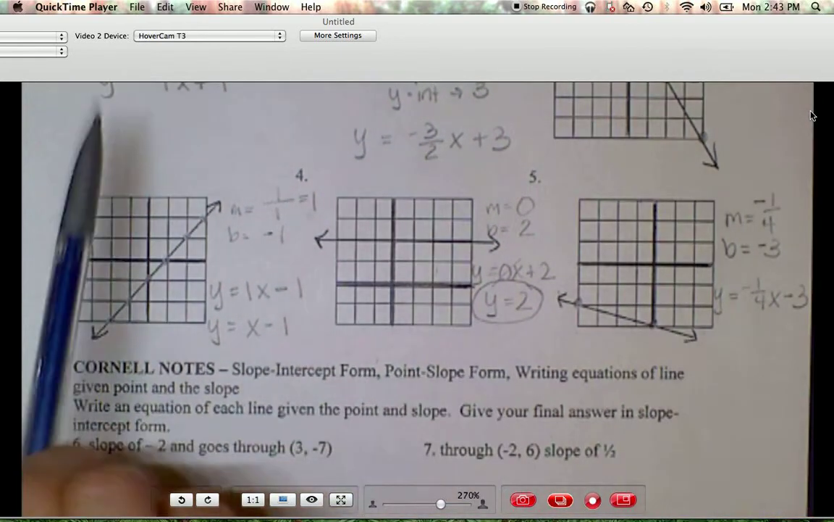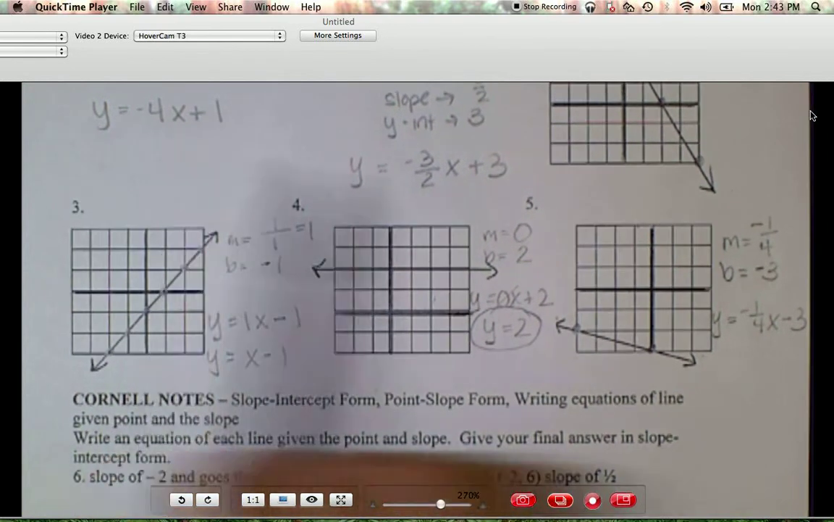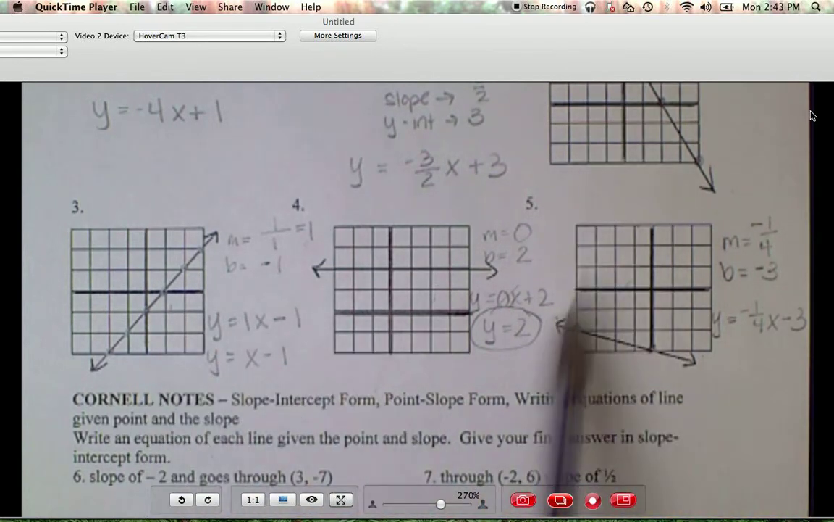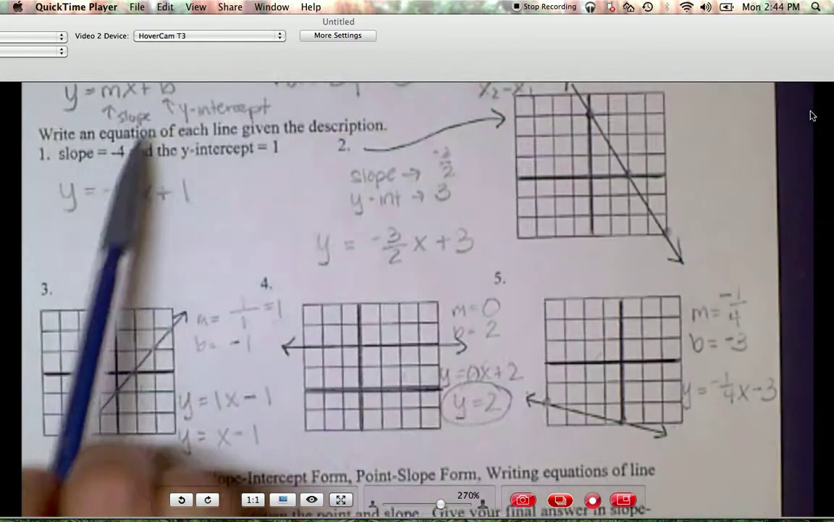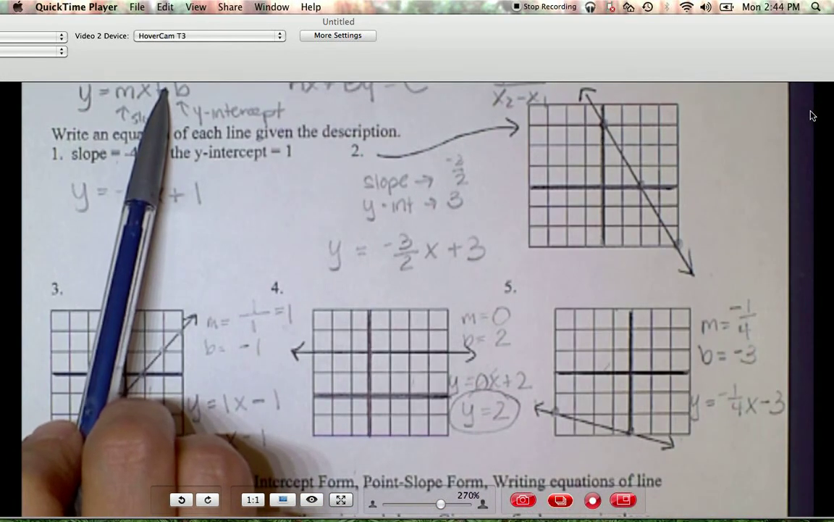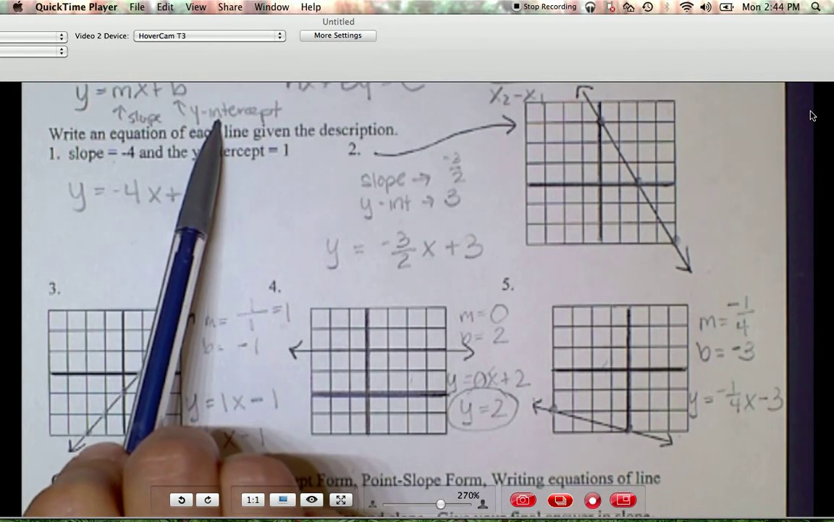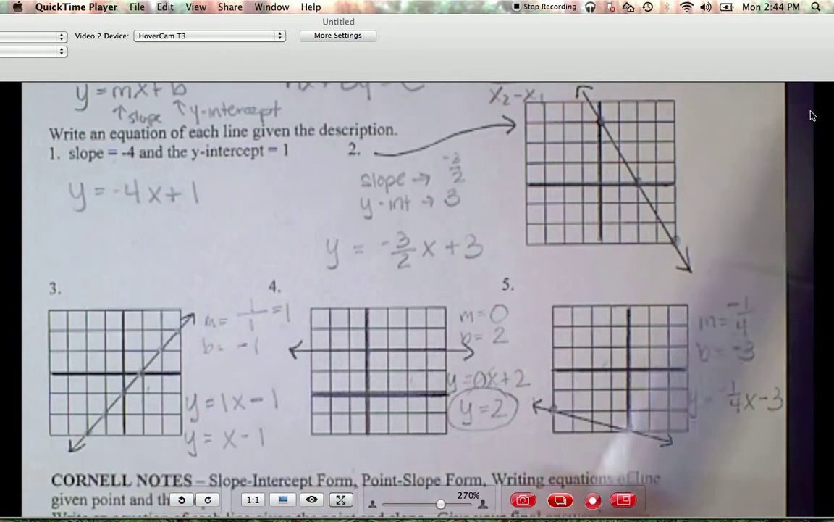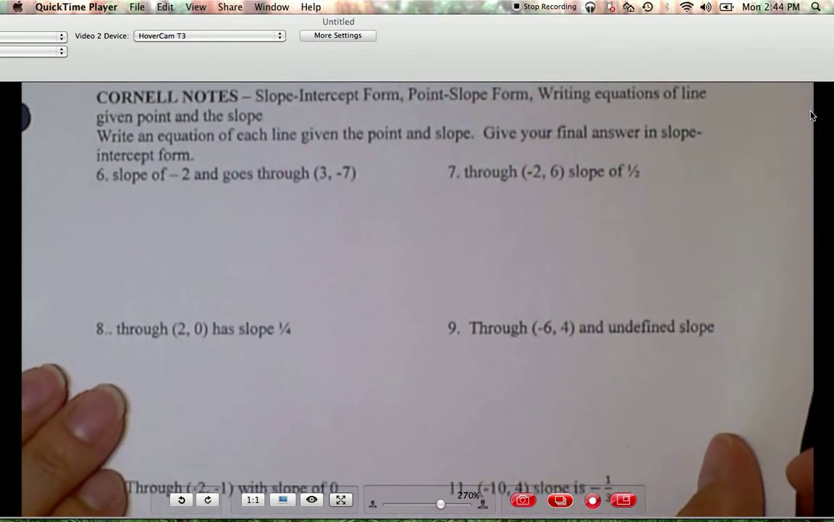So when you're given the slope and the y-intercept, like in number 1, or if you're given a graph where you can find the slope and the y-intercept, these will allow you to go straight to slope-intercept form. However, if you do not know the slope and exactly the y-intercept, you cannot start with slope-intercept form. So instead, you'll have to begin with a different form.